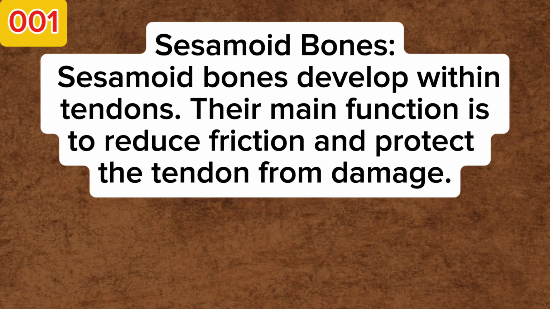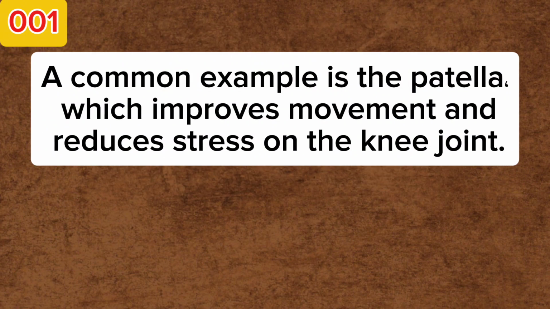Sesamoid bones. Sesamoid bones develop within tendons. Their main function is to reduce friction and protect the tendon from damage. A common example is the patella, which improves movement and reduces stress on the knee joint.